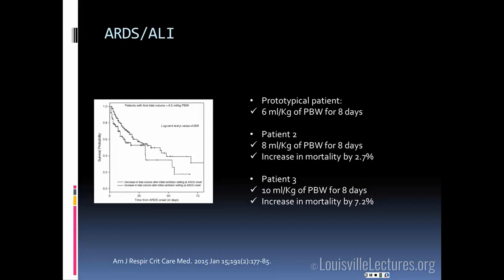And this is another study showing that if you have a patient being ventilated with 6 cc per kilo for 8 days, and then you have another patient being ventilated with 8 cc per kilo for 8 days, the mortality goes up by 2.7%. If you are going to ventilate a patient with 10 cc per kilo, your mortality is going to go up by 7.2%. So very good data that you really want to keep your tidal volume 6 cc per kilo or less, okay?